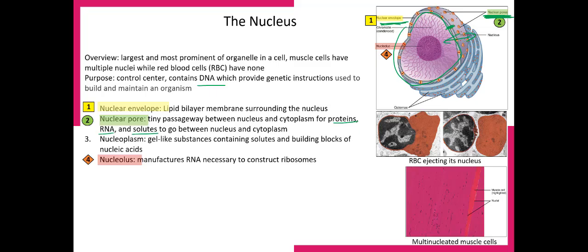The watery substance inside the nucleus is called the nucleoplasm, right? Similar to the cytoplasm in the cell. And then the nucleolus inside the nucleus is the one that manufactures RNA, ribonucleic acid, that is necessary to construct ribosomes.